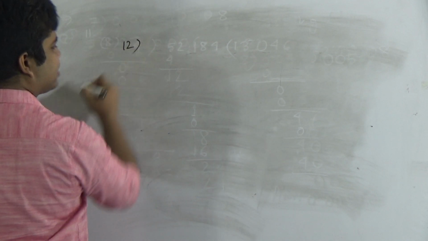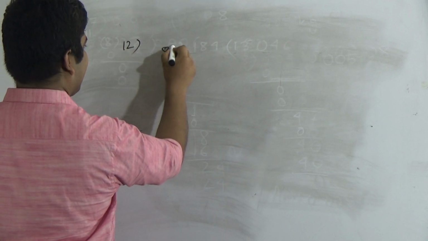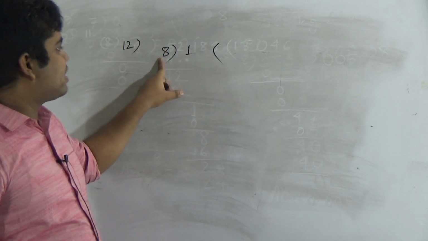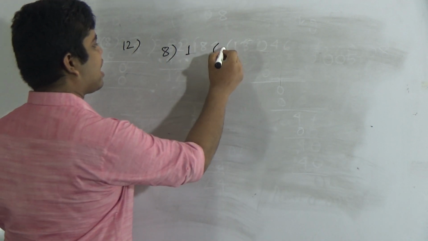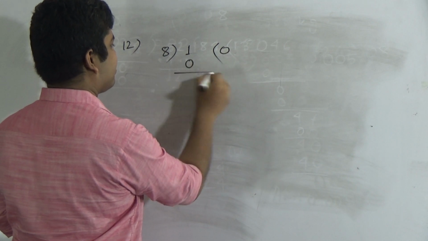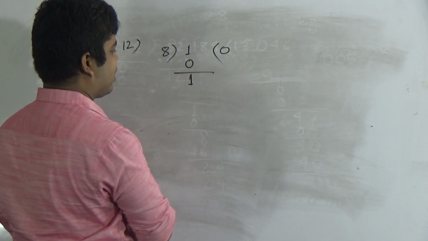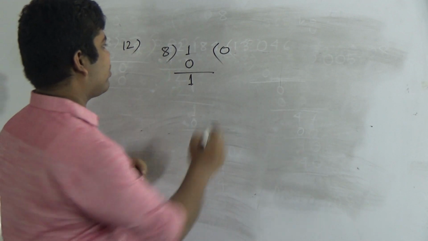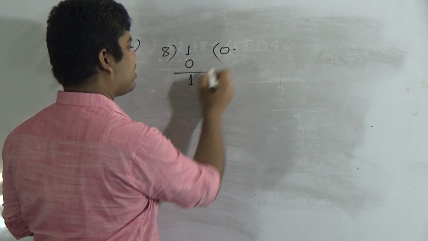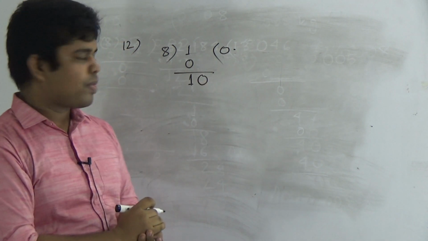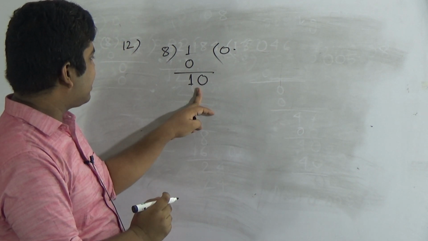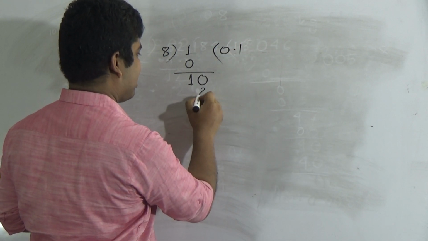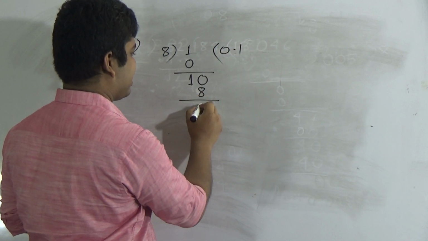Question number 12 is, here the divisor is 8 and 1 is the dividend. 1 is less than 8, so we take 0 times, 0 8s are 0, we subtract and we get 1. My dear student, we can divide this 1 by 8, so we give a point. For this point I write 0 here. Now in 10, 8 goes in 1 time, 8 ones are 8, and we subtract and get 2.